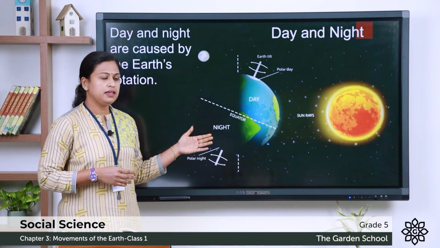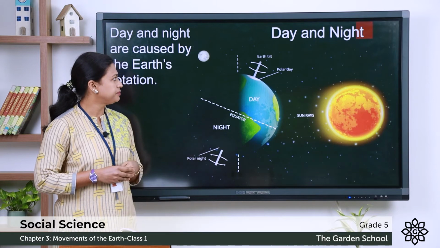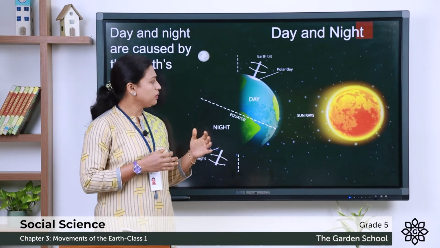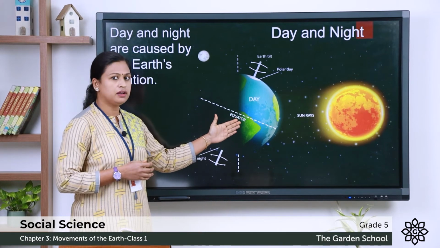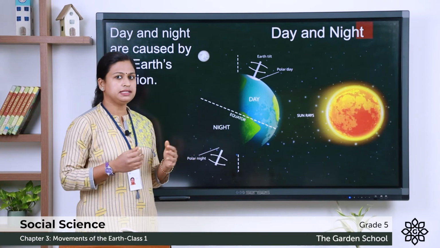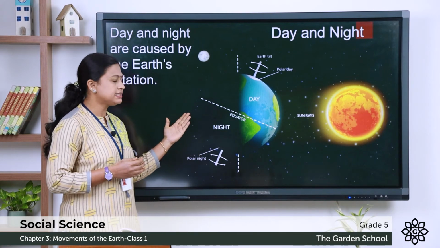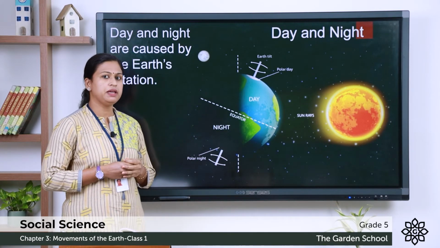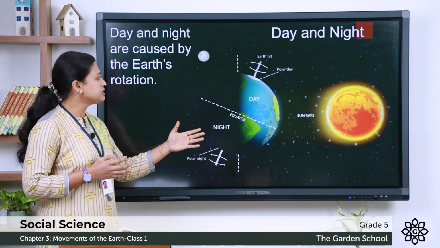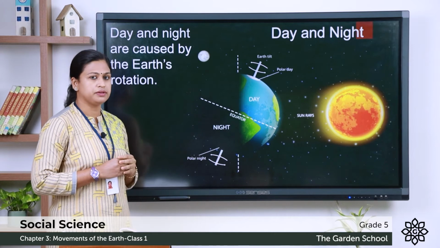Here you can see earth and sun. The earth is slightly slanted in position. You can see some part of the earth faces the sun and it experiences day. The other part is away from the sun and it experiences night. This day and night are caused by the earth's rotation.